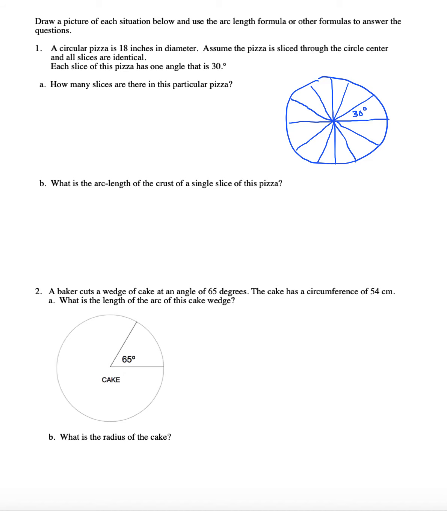Well, in order to go all the way around a circle, that takes 360 degrees of revolution. So if I take 360 degrees and divide by 30, that's one way to find that there's 12 slices.